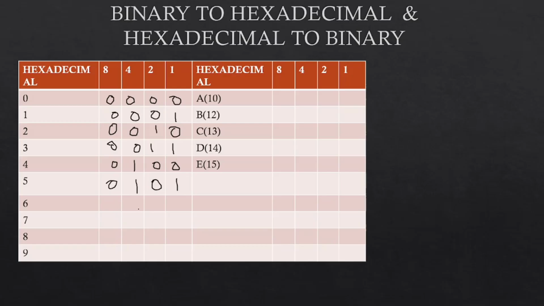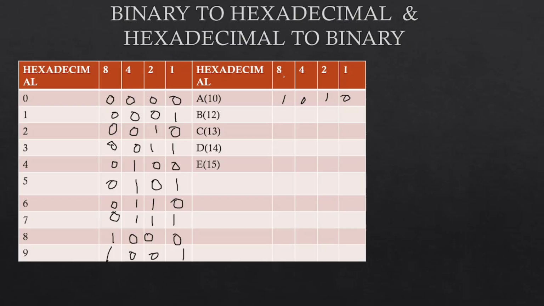6 means 4 plus 2. So in 4 and 2 you are giving 1, and the remaining will be 0. And 7 means 4, 5, 6, 7, so these 3 columns you are going to give 1, and the remaining column will be 0. Next, 8 is directly there: 1, then the remaining will be 0. Then 9 is 8 plus 1, so 8 and 1, and 0 and 0. What about 10? 8 plus 2 is 10. So I am giving 1 and 1, and the remaining will be 0.